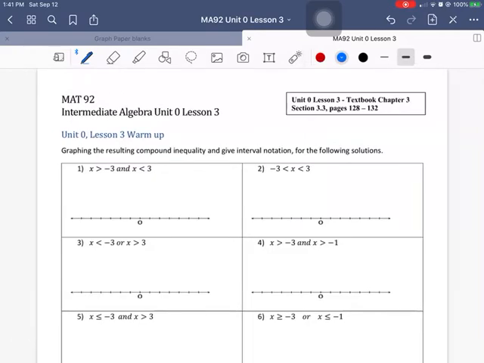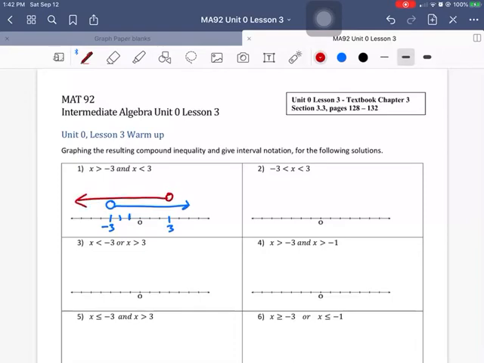So x is greater than negative 3. So let me put some dashes on here. 1, 2, 3, negative 3. 1, 2, 3 is a 3. So negative x is greater than negative 3. So that would be an open circle going this way. x is less than 3. That'd be an open circle going this way.